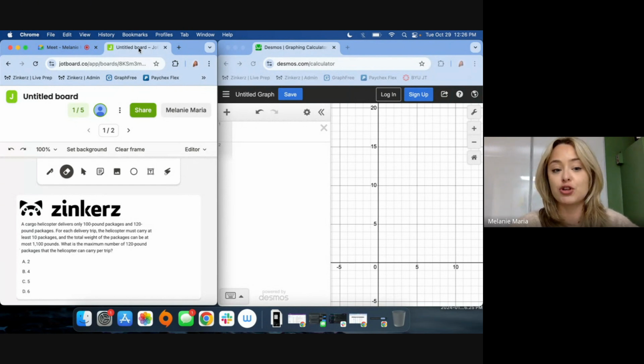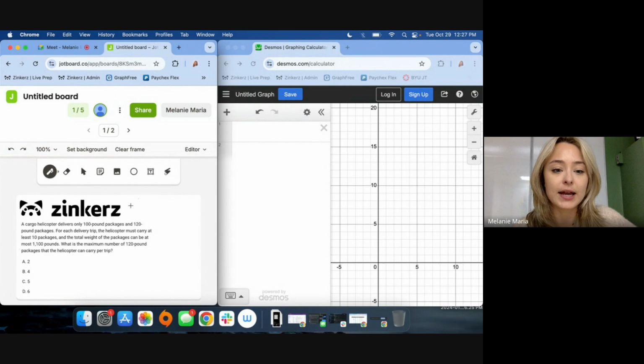Lots of information here. I always like to start by defining my variables, and I do that by reading through the information that I'm given here. I can tell that we're dealing with two factors: the weight of these packages and the number of packages that we have. And I can tell that I'm probably going to have a system of equations or inequalities here, just based on the flavor of this SAT question. But let's start with just defining our variables for a second.